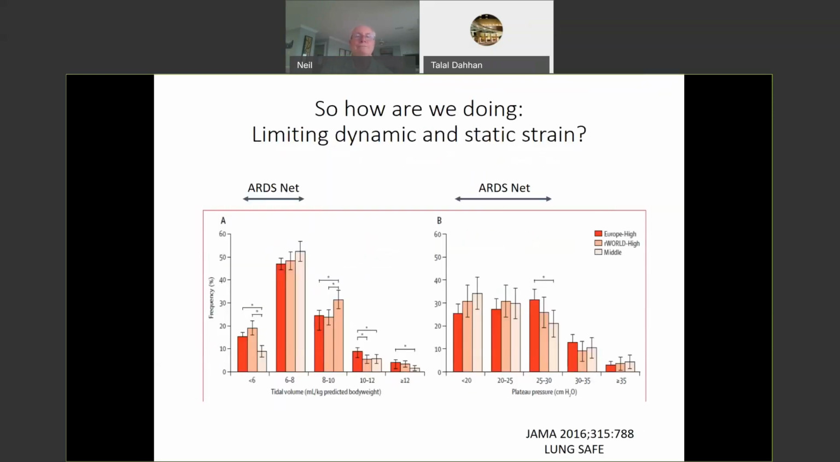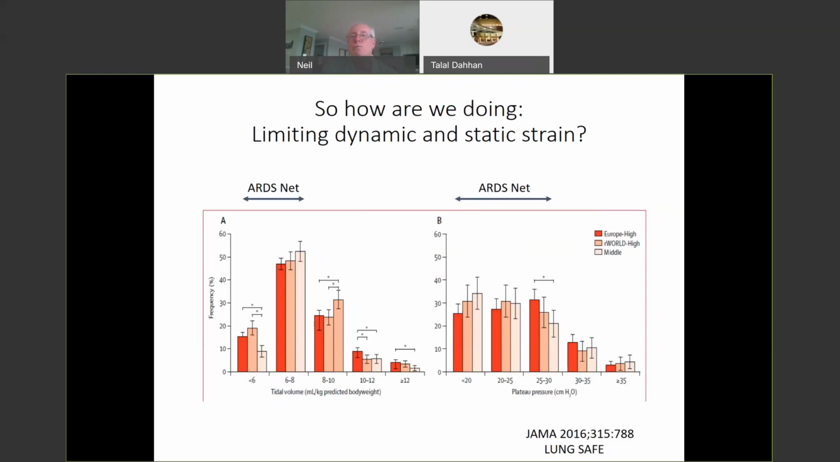How are we doing on this? This is the Lung Safe study. This is an interesting study that measured ventilator parameters in almost 3,000 patients on a single day around the world, looking at tidal volumes, looking at plateau pressures here. And as you can see, the world does pretty well with tidal volumes. Most of the time, it is less than 8 mLs per kilo, but you will notice that as high as 30 or 40% of the time, tidal volumes are probably still excessive. So we have some work to do here.